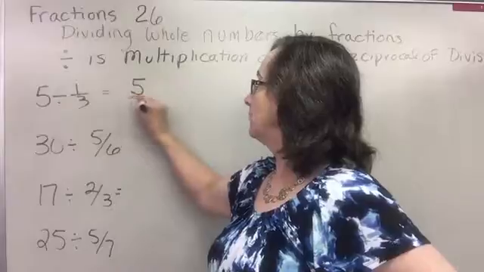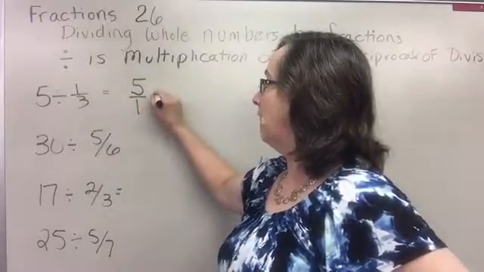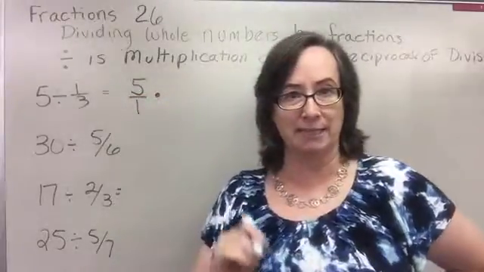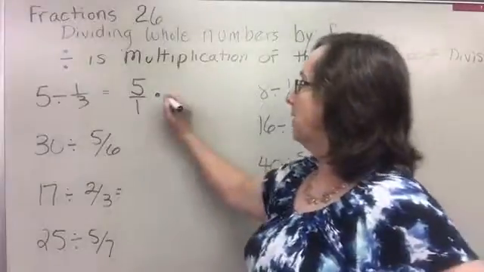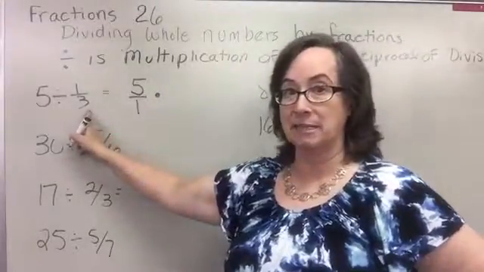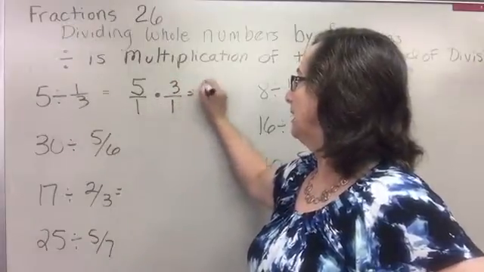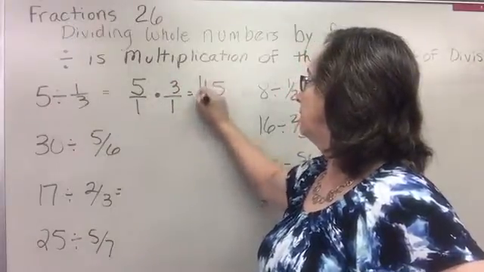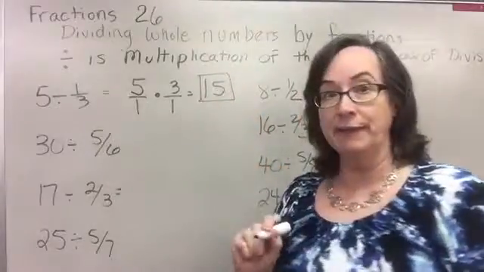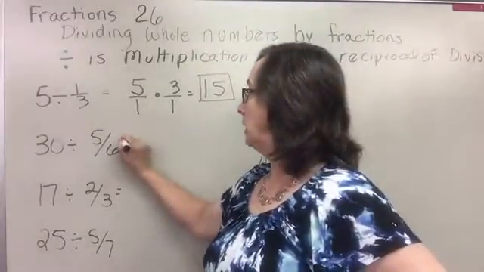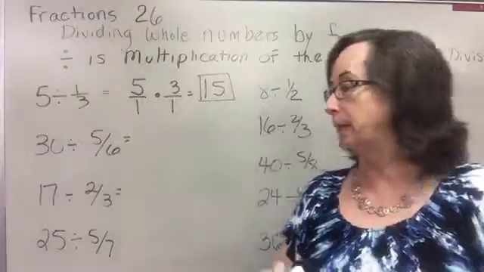5 can be written as 5 over 1 times, I'm going to use my little dot because that's what I'm used to, times, and now I'm going to take the reciprocal of 1/3, which is 3 over 1, and the answer is 15. On the next one, we're going to rewrite it as a multiplication problem.